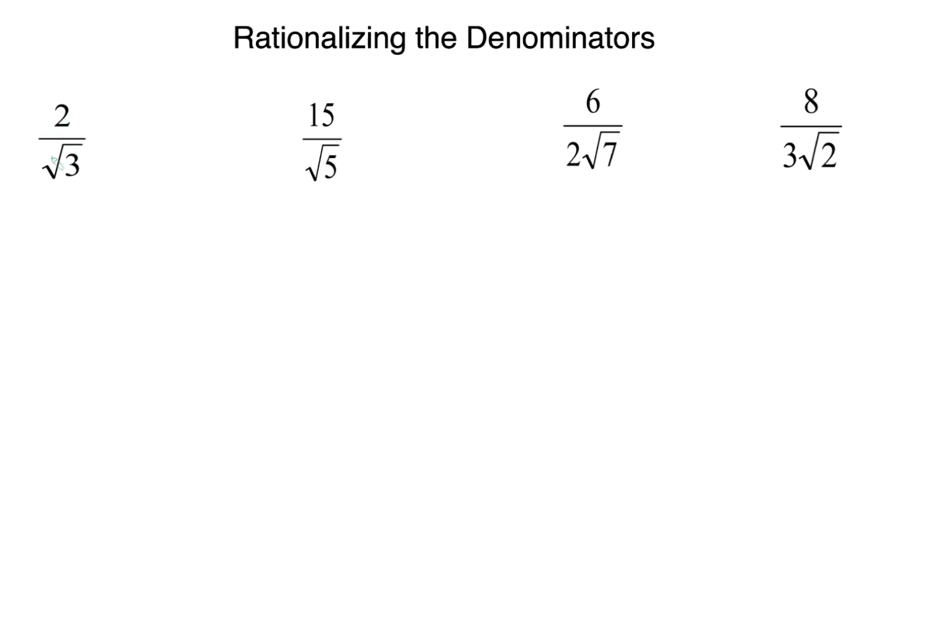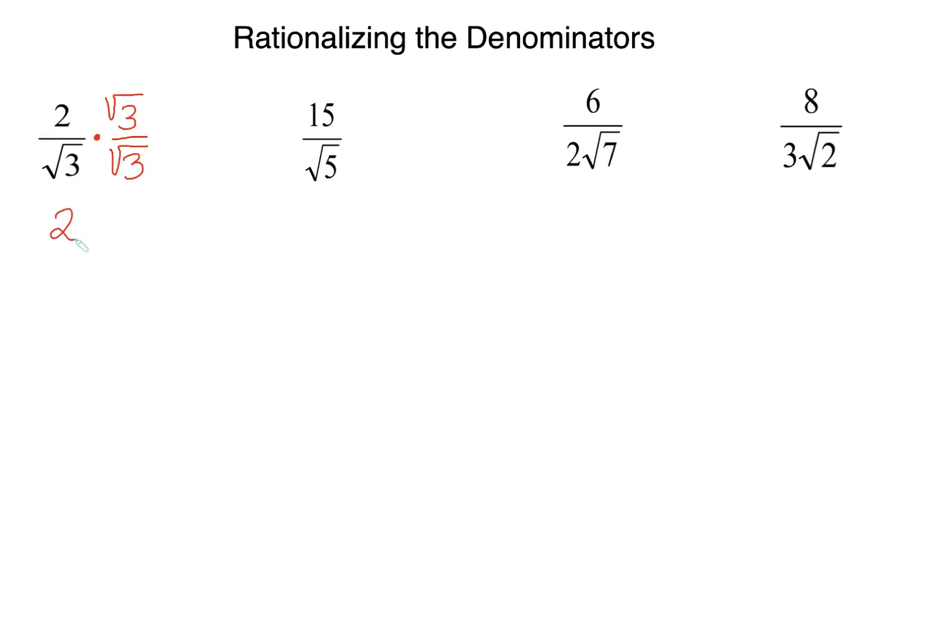So I have 2 over the square root of 3. When we want to rationalize the denominator, which means get rid of the square root symbol in the denominator, we look to see if we have any radicals in the denominator, and I'll be going back and forth saying radical and square root, so please excuse me. You're going to take that radical, and for me it's radical 3. You're going to take that, and you're going to multiply the denominator and the numerator.